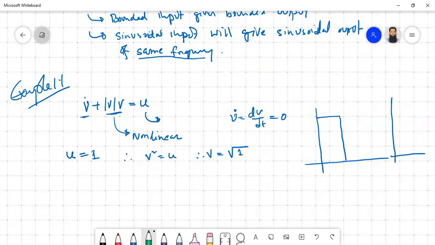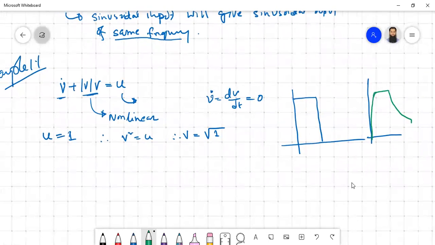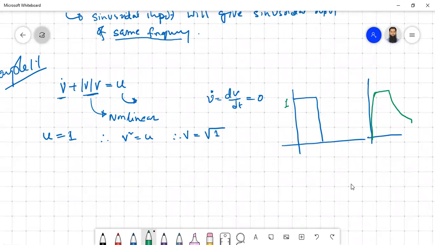Okay, so gradually it will increase to 1 value. After that, it will stay at the value 1 for 5 seconds. Then gradually it will go back to 0. So this will be the type of the response. So bottom line is, what is your final value here? Final value here, if you have given value 1 in the input, you are getting a value 1 at the output.